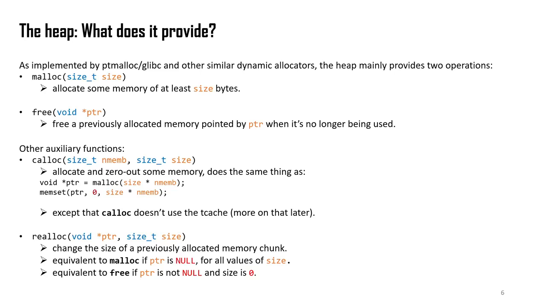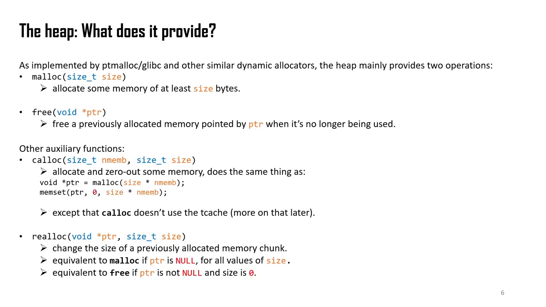And there are also other auxiliary functions like calloc, which behaves the same as malloc, except that it zeroes out the allocated memory region. It is kind of equivalent to doing malloc and then using memset to write a bunch of zeros to that memory. Except that calloc doesn't use the TCache, as it considers those free chunks dirty. And we will talk more about TCache in a moment.